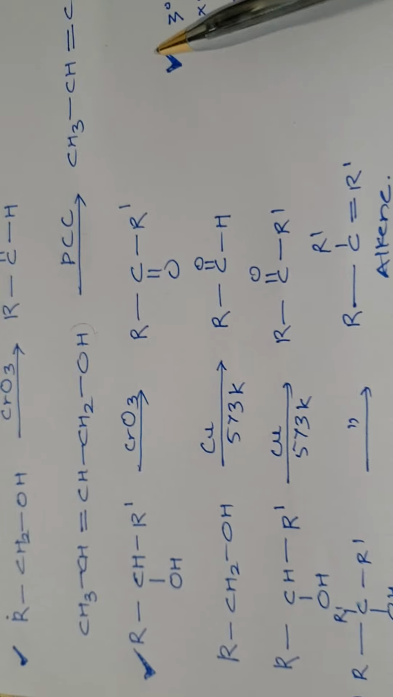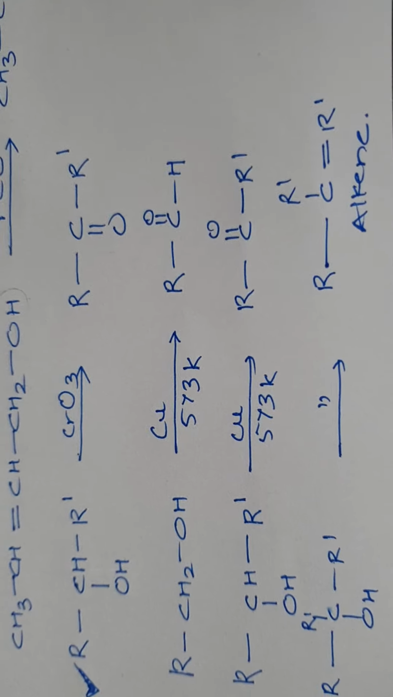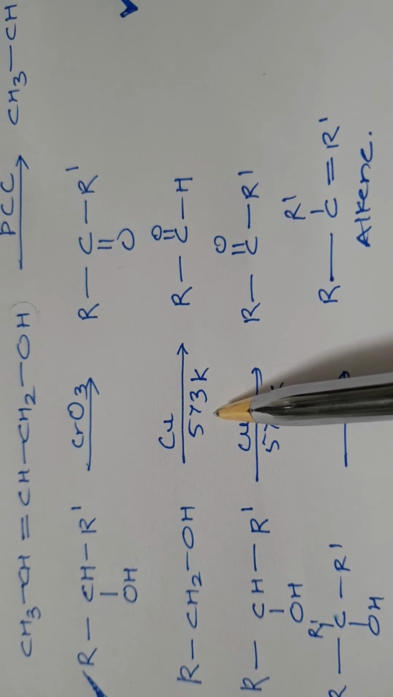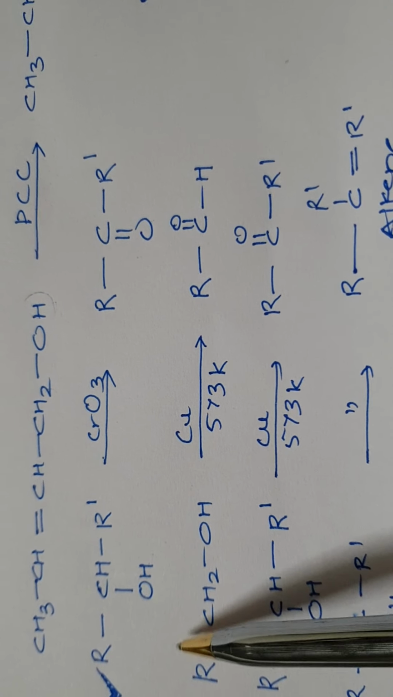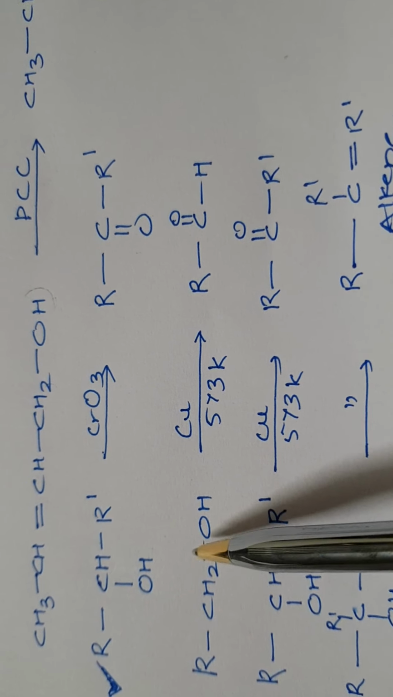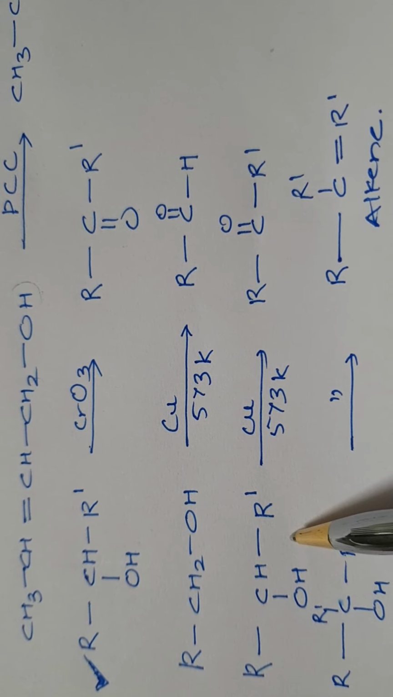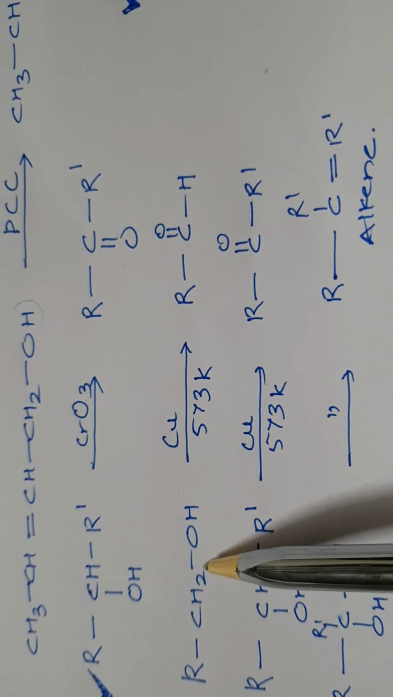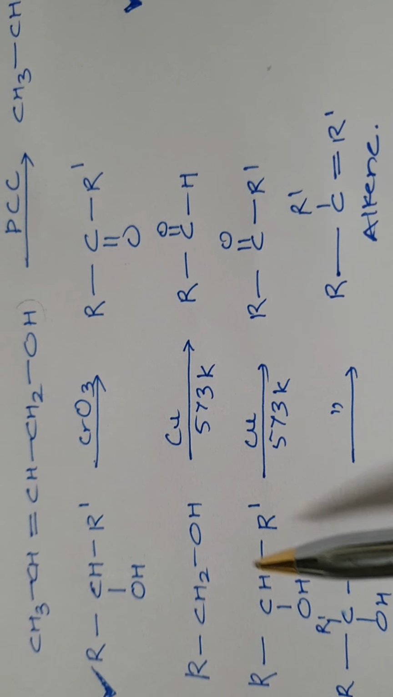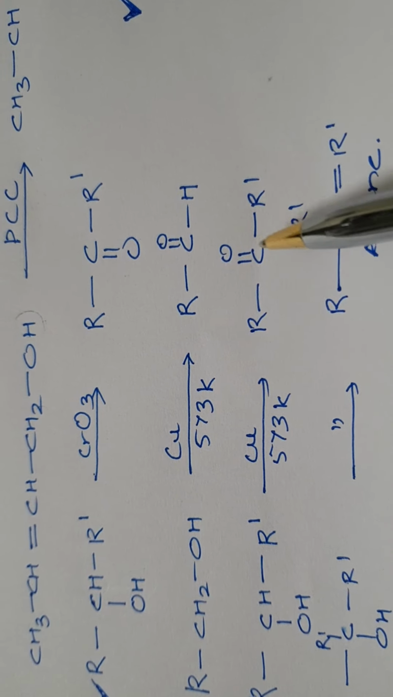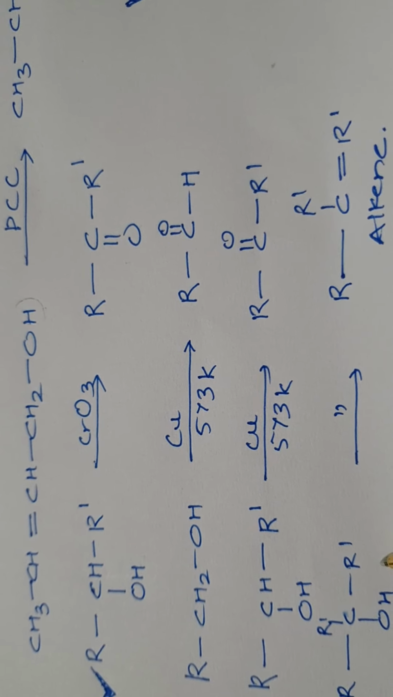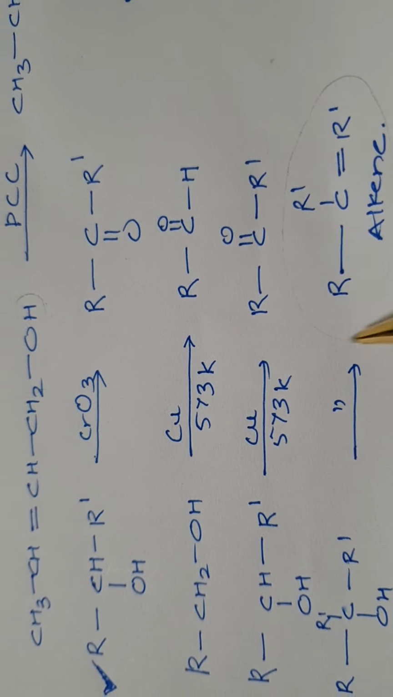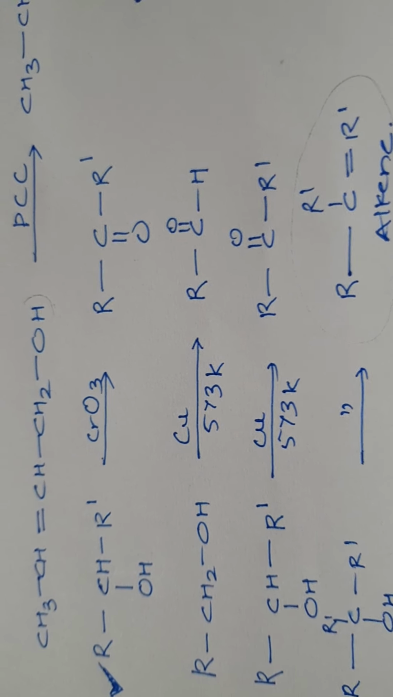We are also seeing one more oxidizing agent, and that is copper at 573 Kelvin. Here we are seeing three examples, that of a primary alcohol, a secondary alcohol, and a tertiary alcohol. In the same way, primary alcohol will give you an aldehyde, a secondary alcohol will give us a ketone, whereas tertiary alcohol will undergo elimination reaction giving you alkene as the product.